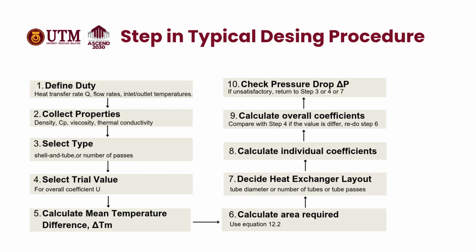And 9, we calculate the overall coefficient. We get the actual U and compare it with the trial U from step 4. If they are very different, we go back to step 6 and recalculate the area. And lastly, we check pressure drop. Here we calculate delta P on both shell and tube sides. If the pressure drop is too high or too low, we return to step 3, 4 or 7 and revise the layout.